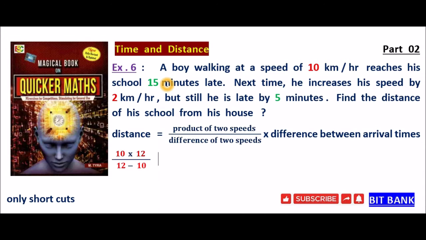The first time is 15 minutes late, the second time is 5 minutes late. For example, let the correct time be 10 o'clock. The first time he is late by 15 minutes, that means he arrived at 10:15. The second time he is late by 5 minutes, that means he arrived at 10:05. So into the difference between the arrival times 10:05 and 10:15. The difference is 15 minus 5.